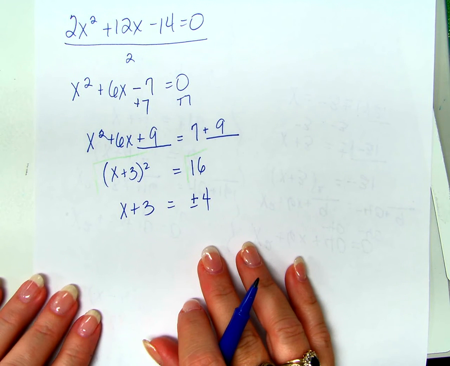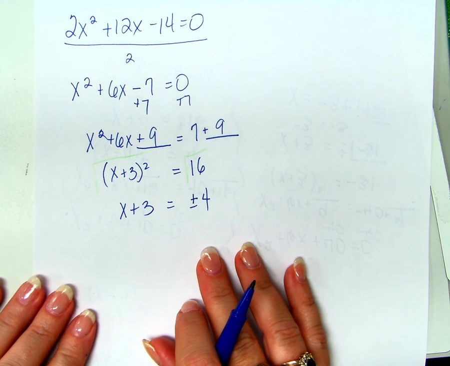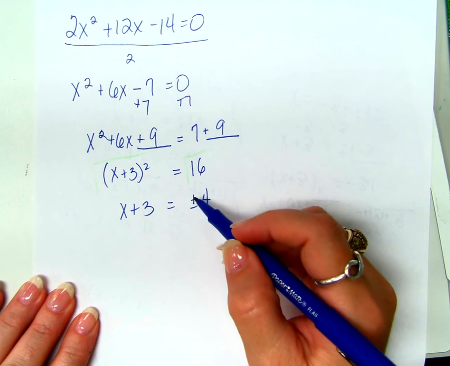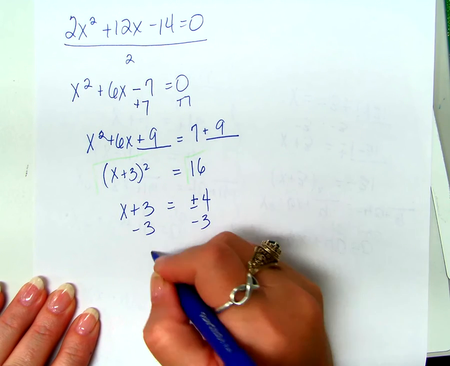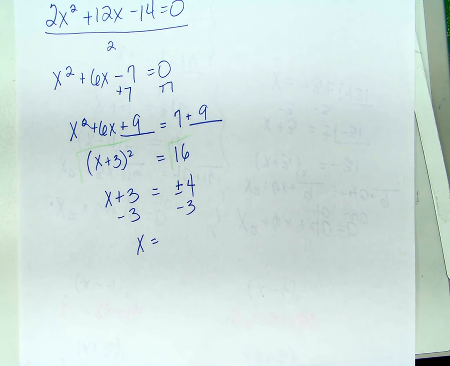Wait, ooh, that was cool. So if it was a negative 16, it would be positive 4i, right? If this happened to be a negative 16 right here, it would be plus or minus 4i. So when I subtract 3, I would like to caution you, okay?